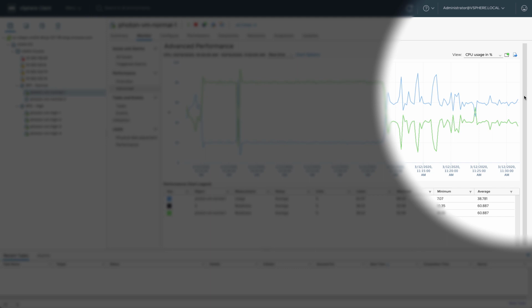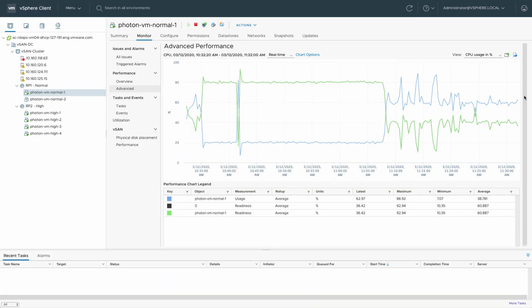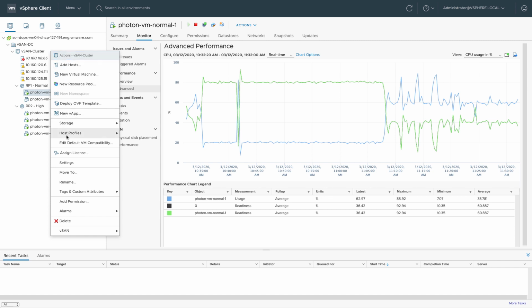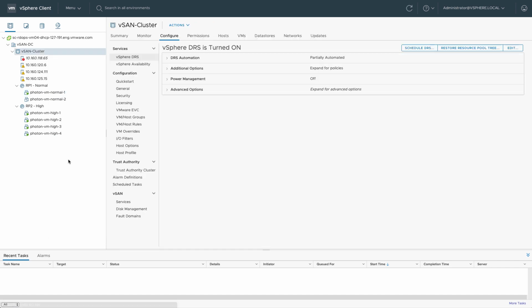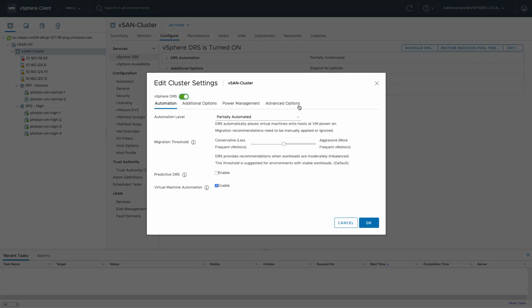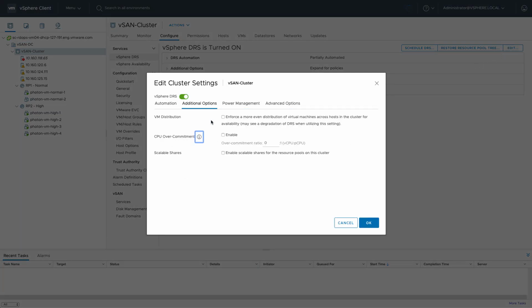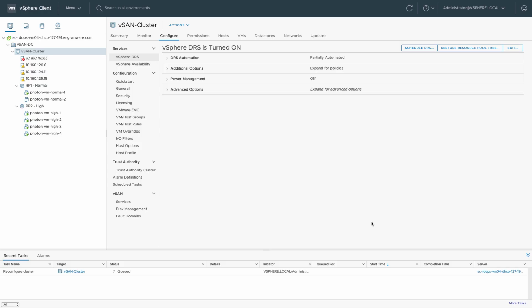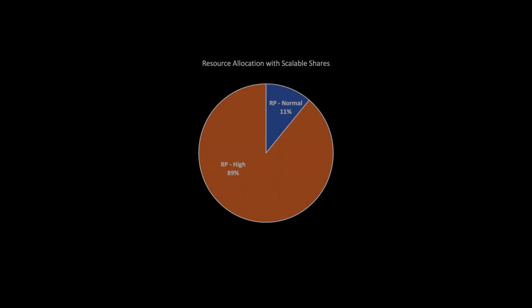What we'll be doing next is going to the DRS interface and enabling scalable shares. The scalable shares option is going to look at the number of virtual machines within each resource pool, and it will also look at the priority of that particular resource pool and then assign the resources based on the priority and the number of virtual machines within this pool.